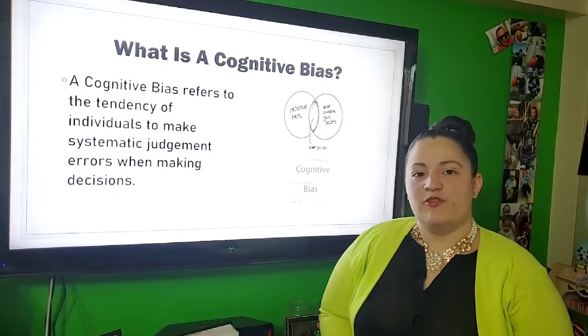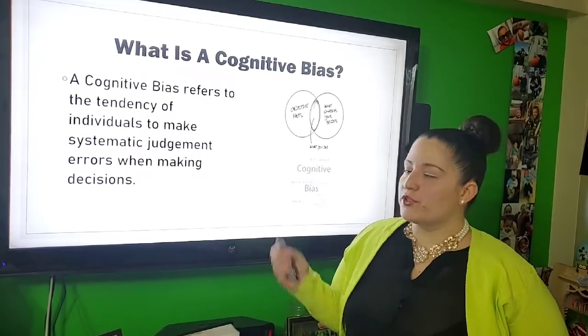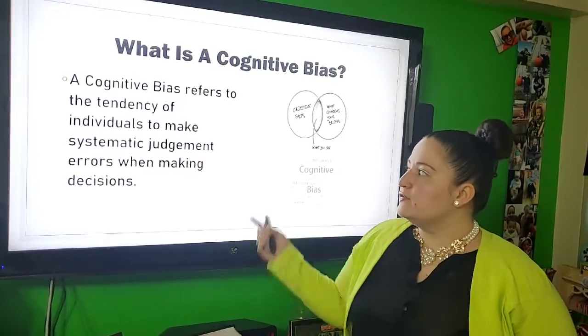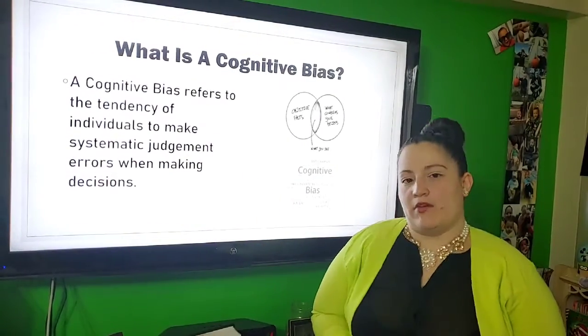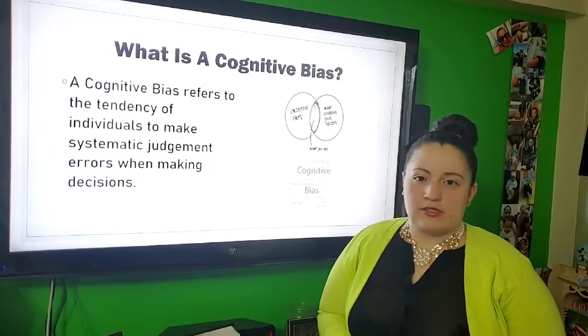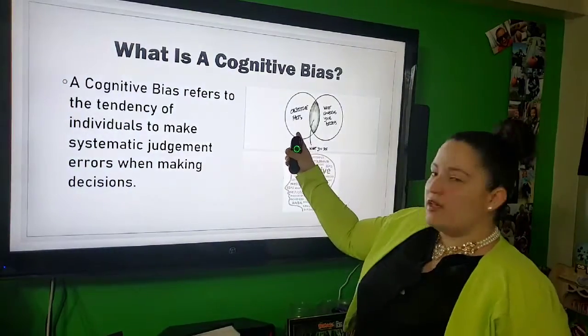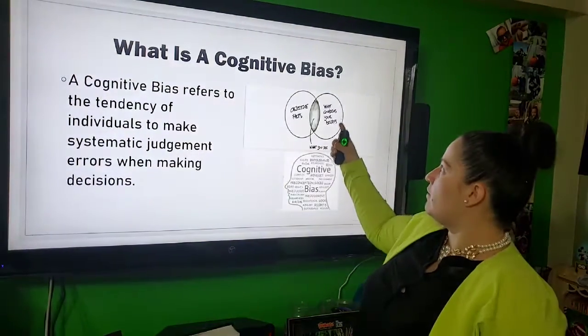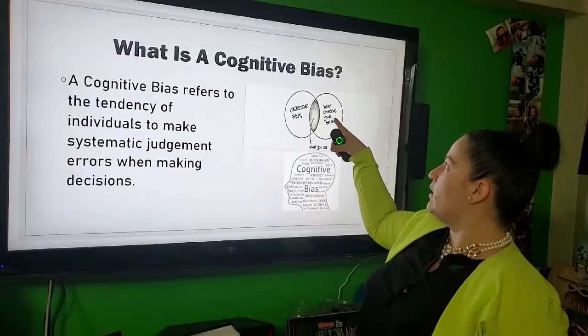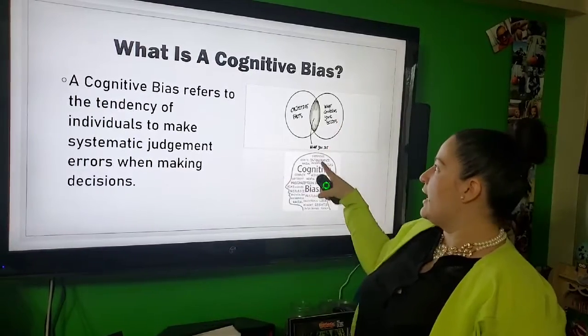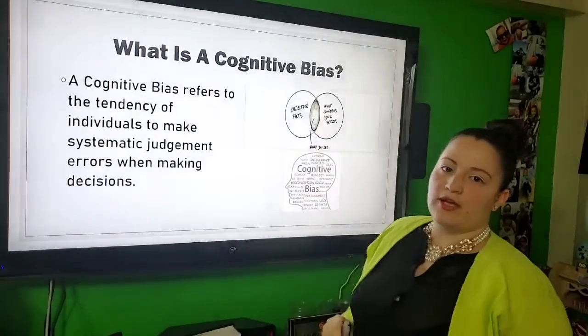What is a cognitive bias? A cognitive bias refers to the tendency of individuals to make systematic judgment errors when making decisions. As you can see here, these are the objectives. And then over here is what confirms your beliefs. And this in the middle is what we actually see.